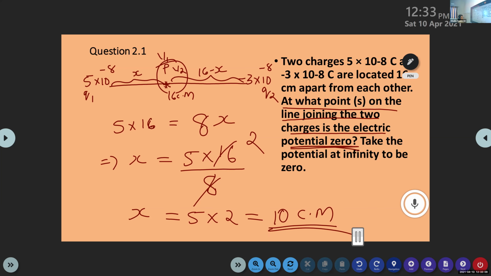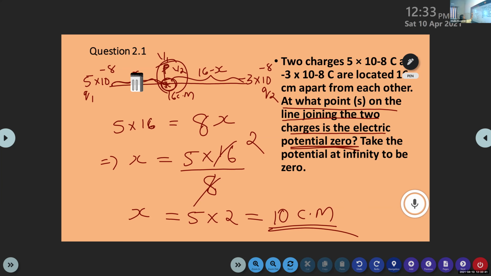So this is our question. The two charges, 5 into 10 raised to minus 8 and minus 3 into 10 raised to minus 8, are located 16 centimeter apart from each other. At what point on the line joining the two charges is the electric potential 0? So we consider that at this point the electric potential is 0. We mark that point as P. And suppose we don't know the distance, so we take it as x. So here we get x equal to 10 centimeter.